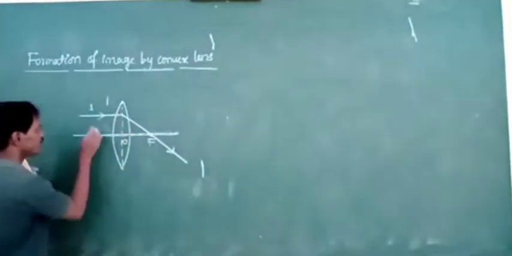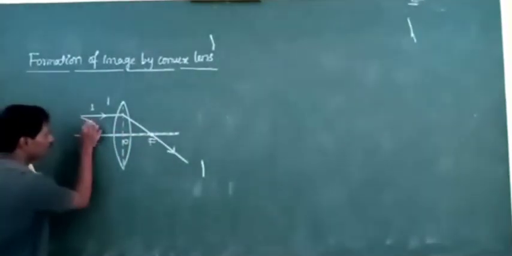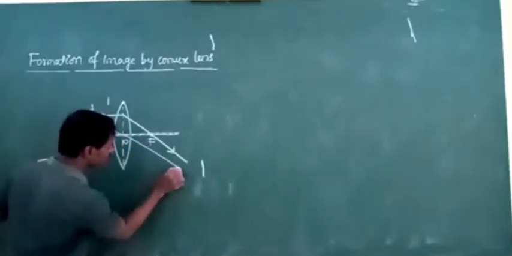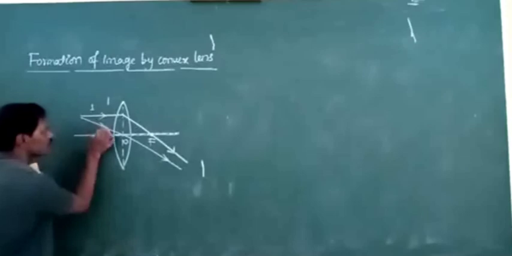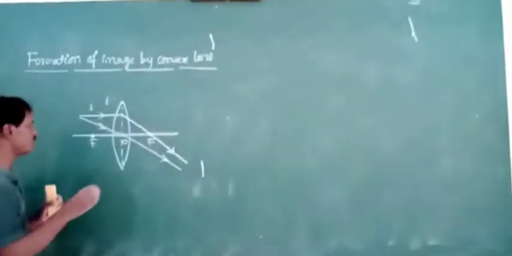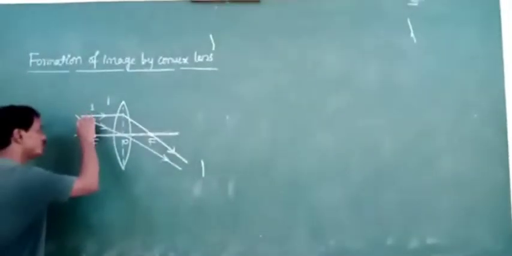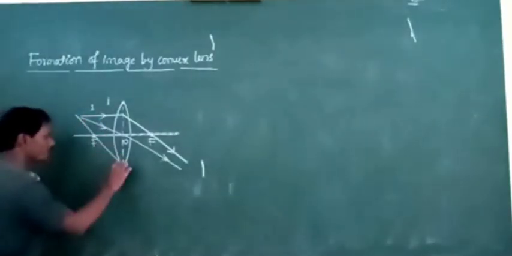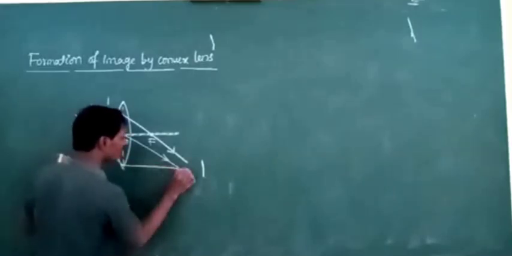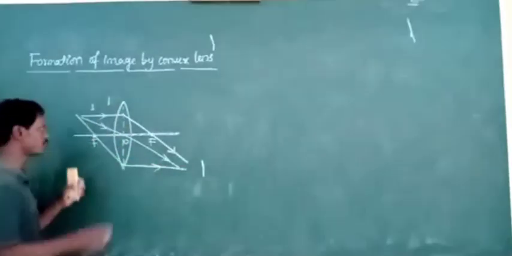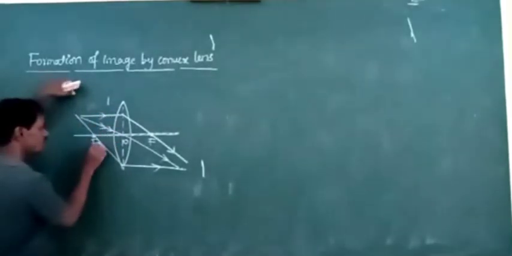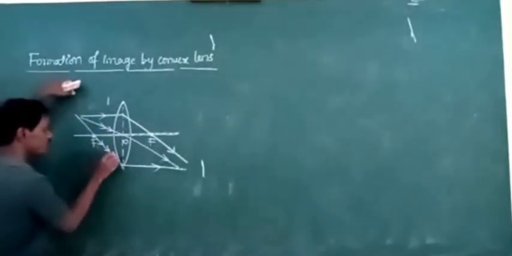focus. Then, the second incident ray that is passing through the optic center passes without any deviation. And the third incident ray, which is passing through the first principal focus and falls on the lens, after refraction, the refracted ray passes parallel to the principal axis. Okay, it is the first incident ray, and it is the second incident ray, and it is the third incident ray.